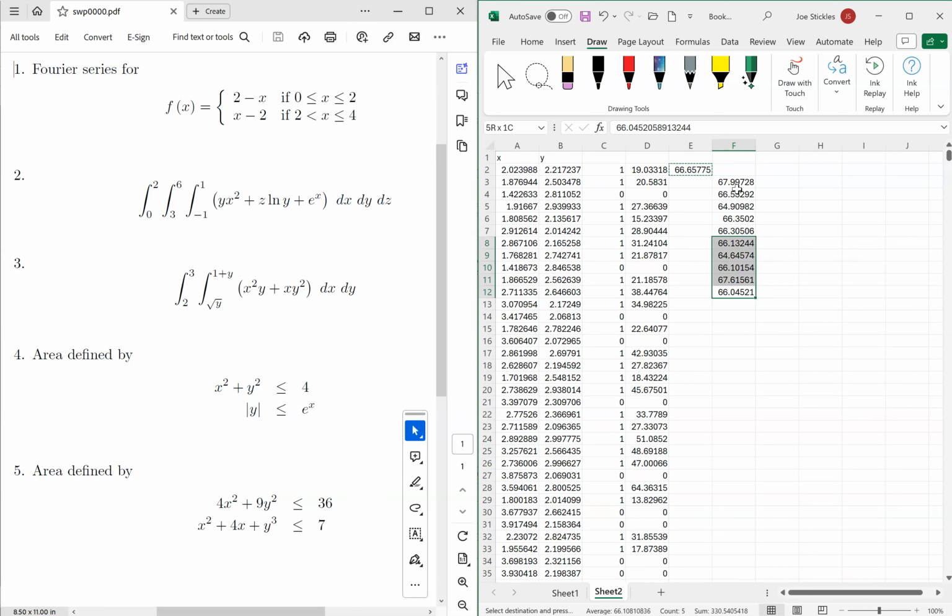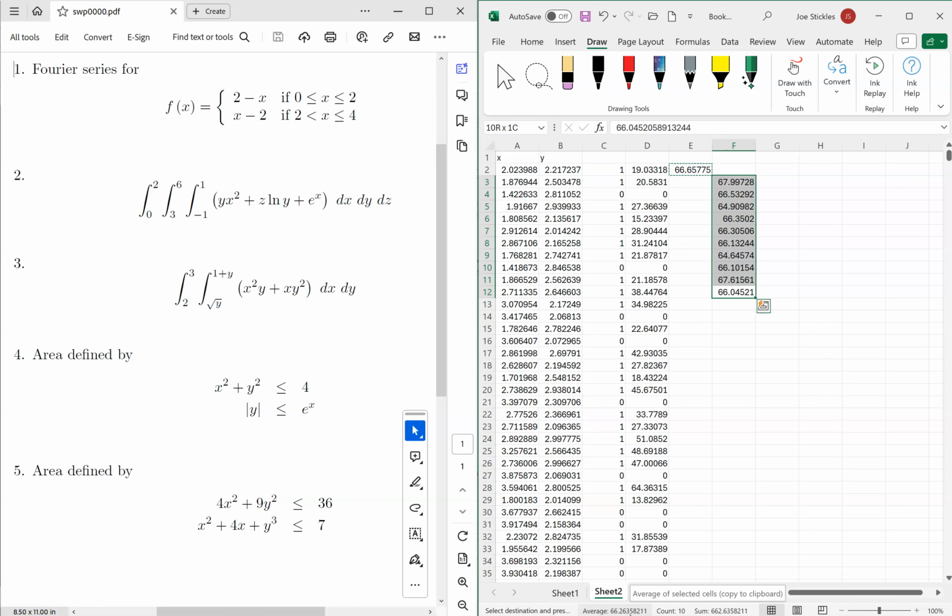And then if I highlight it at the bottom of the screen, this says about 66.3-ish. 66.26 is the average. And again, if you're doing simulations, you might get values that are smaller, values that are bigger.